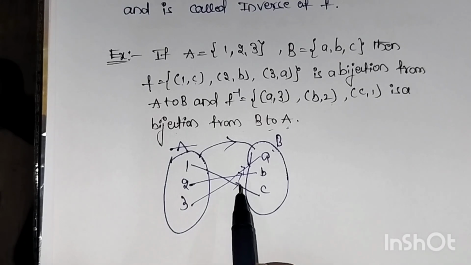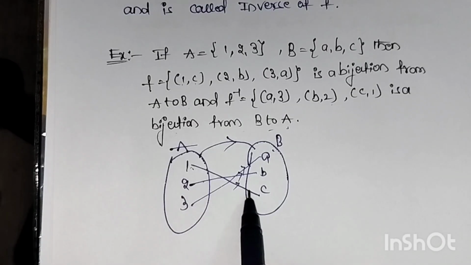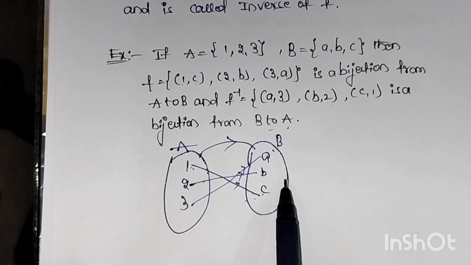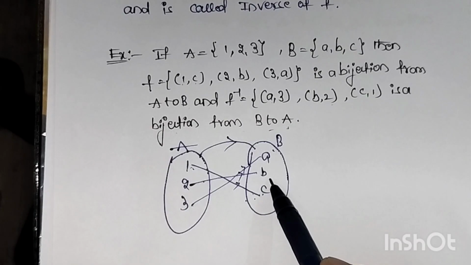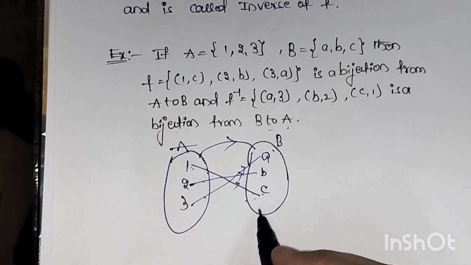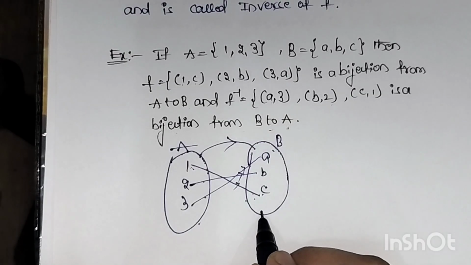Bijection means it satisfies both injection and surjection. So first check whether it is an injection or not. Different elements have different images in the codomain, so it is an injection. Is it a surjection? Yes. In the codomain every element has a corresponding image in the domain. Codomain is equal to range. It is an injection and a surjection, then it is a bijective function.